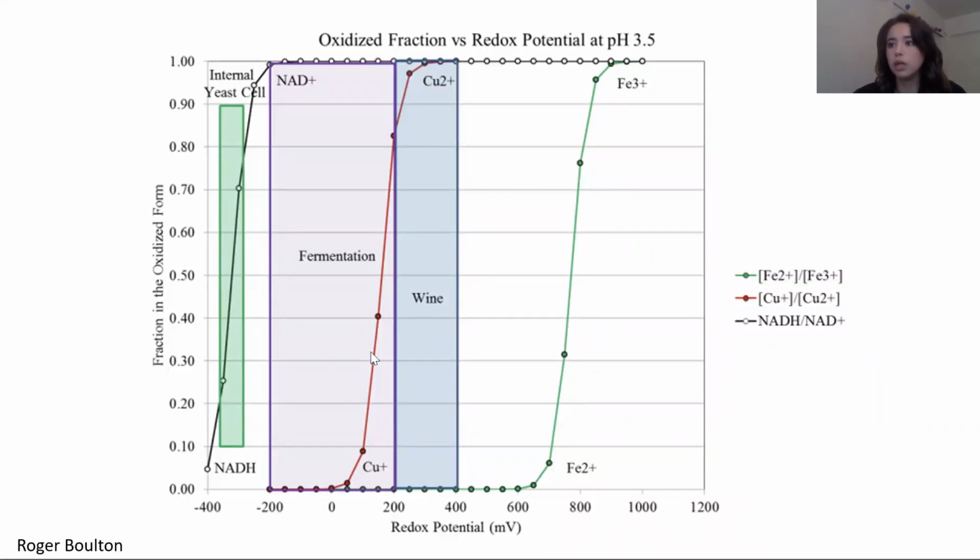So in this purple square that shows fermentation, we see that the main form in the fraction is copper 1 plus, down here. And in the wine condition, this is aging storage, we see that the main form will be copper 2 plus, up here. And so the form is pretty strongly in one form or the other, which could be of interest if we're thinking about different metal reactions that could be occurring during fermentation or during aging.